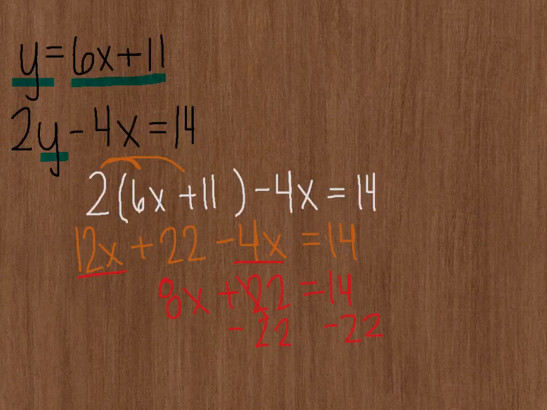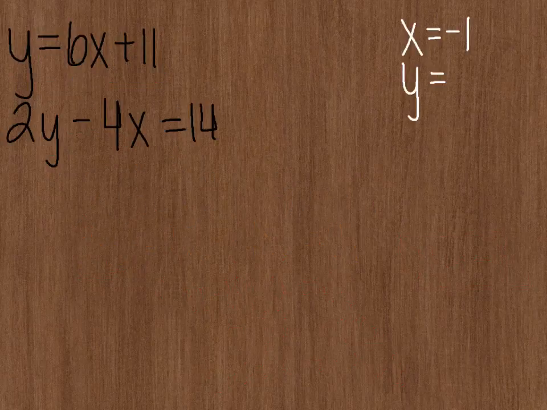That being said, my 22's cancel and I'm left with 8x equals 14 minus 22, which is negative 8. I now need to divide both sides by 8. On the left side, my 8's cancel, so I'm left with x equals negative 1. Now I only have my x value. I need to now find my y value.